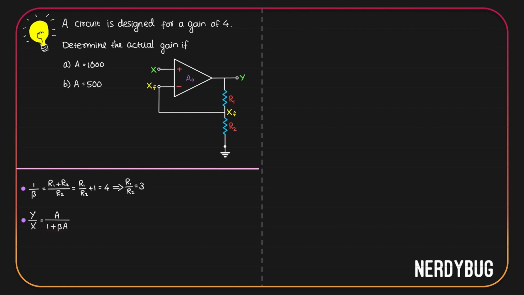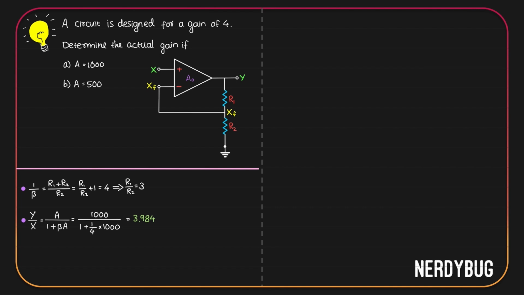We cannot assume 1 plus beta A is approximately equal to beta A because beta A is not very much greater than 1. Let's take the first case where A is 1000. Giving the values, we get the closed loop gain and it is 3.984. It is not exactly 4 as we designed the circuit for, but still it is very close.